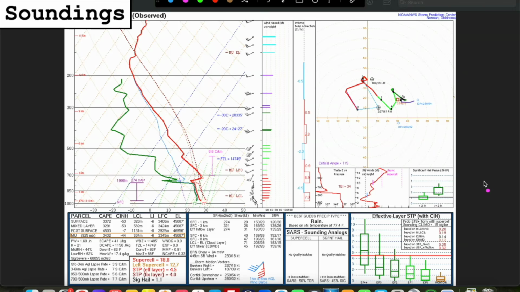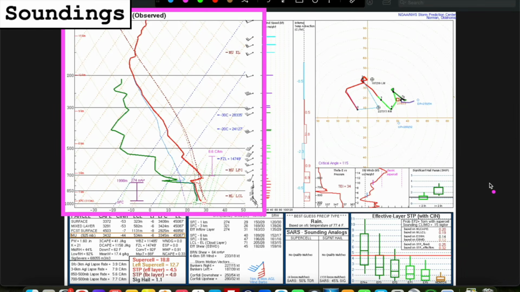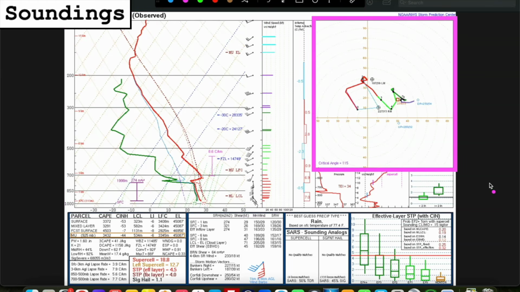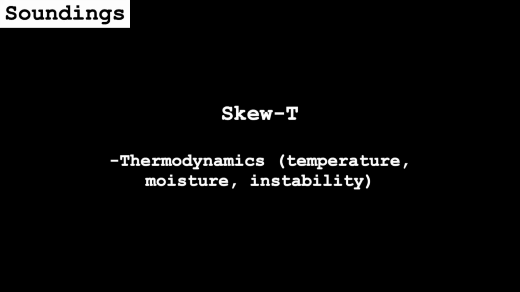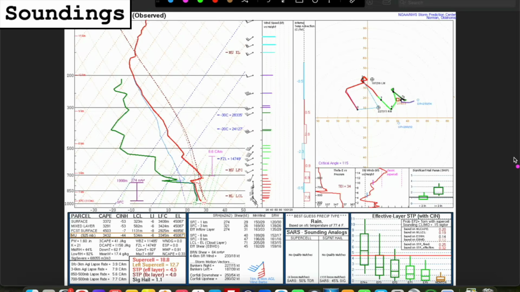So the sounding is basically split into two main parts. On the left here, we have the Skew-T, and on the right, we have the Hodograph. We'll start here on the left with our Skew-T diagram. This is showing us the thermodynamics in the atmosphere at that given location that the sounding was released from. This is basically involving our temperature and how moist, how dry, how unstable our air is. So we're not going to go through all the intricate little lines on the diagram, but let's just show you what the main features are.